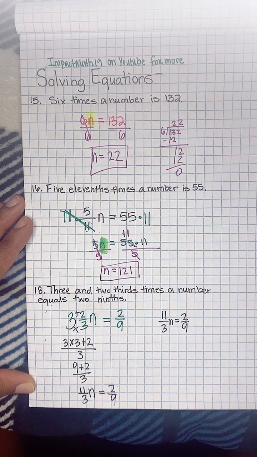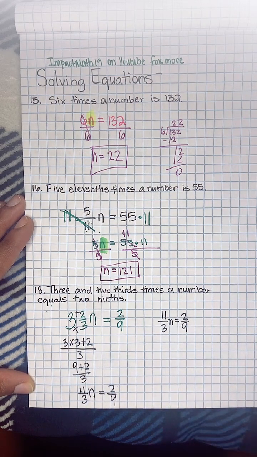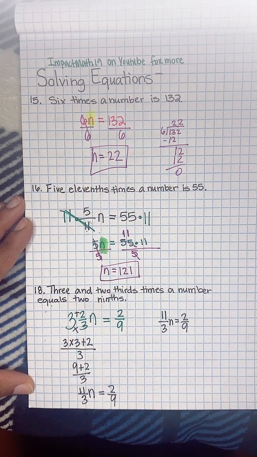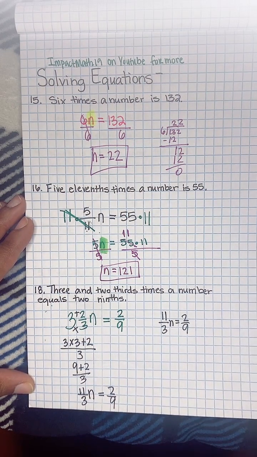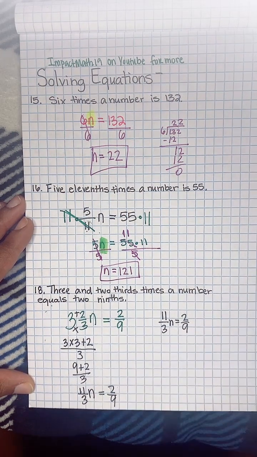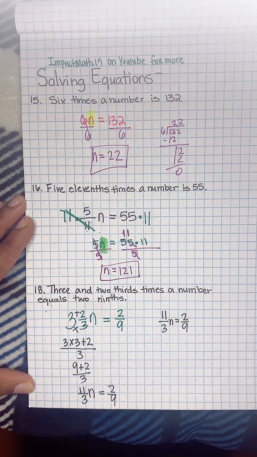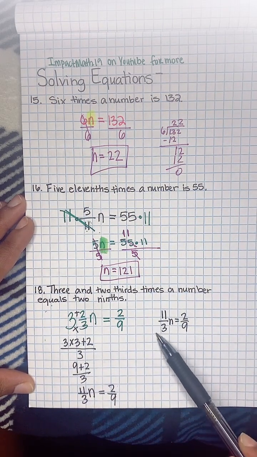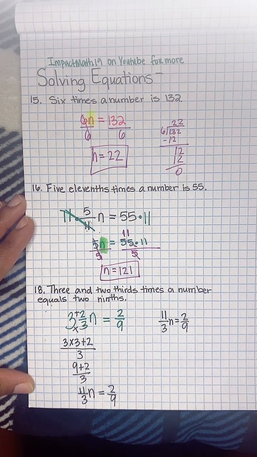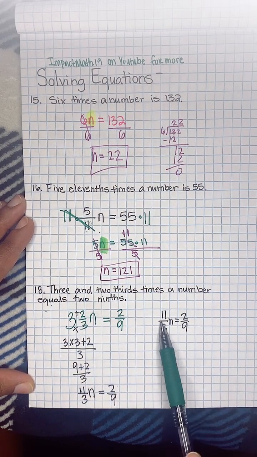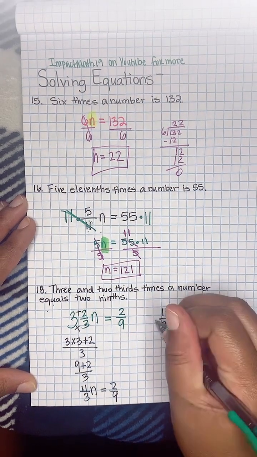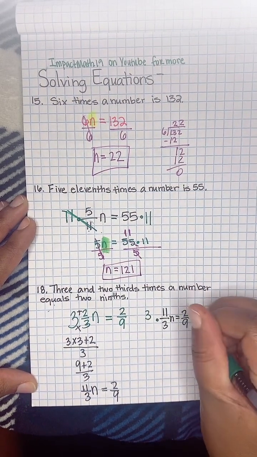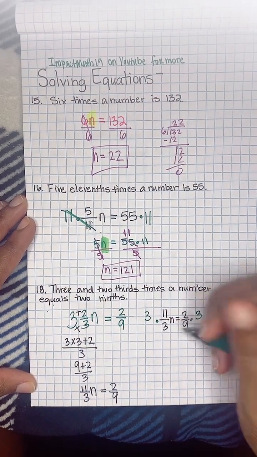What can we do first? How will we solve this? Times by 3. I love it. So we're going to times by 3 because we want this 3 gone. Why we have to times is because we have to do the opposite of division. So I'm going to multiply this by 3 and I'm going to multiply this by 3.